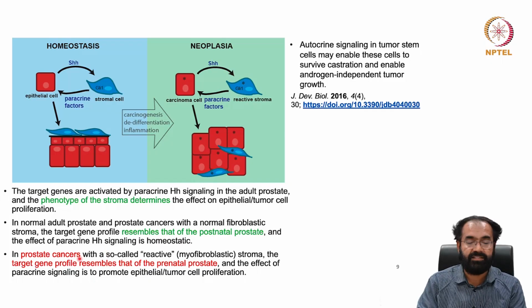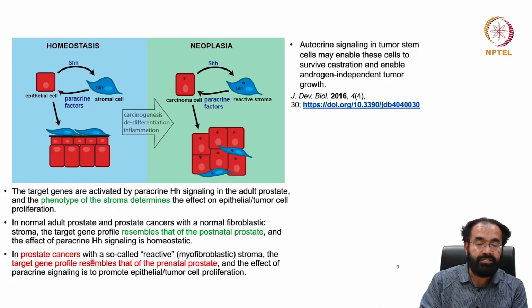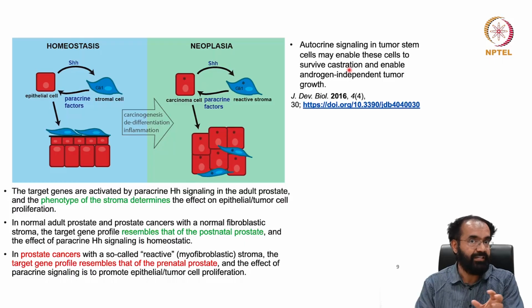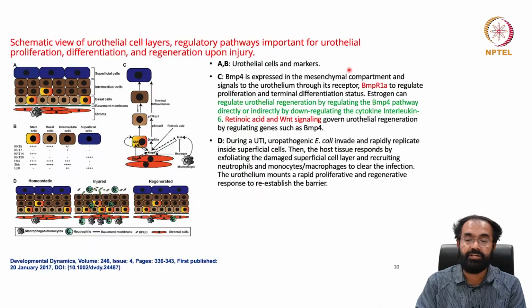In prostate cancers, let us see what happens. The so-called reactive myofibroblastic stroma, the target gene profile resembles that of the prenatal prostate. That means proliferative. Prenatal means proliferative prostate. And the effect of paracrine signaling is to promote epithelial tumor cell proliferation. So the signaling and the tumor cell have got a strong connection during the homeostasis as well as in the neoplasia condition.